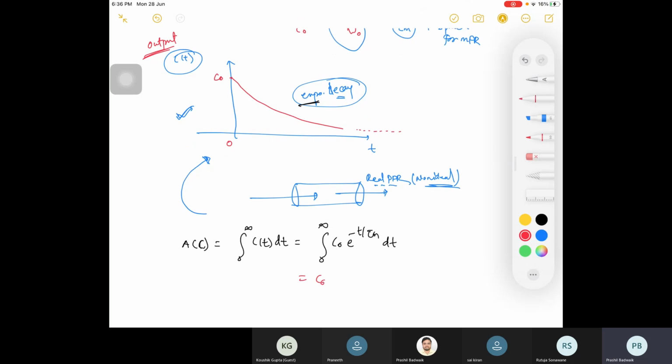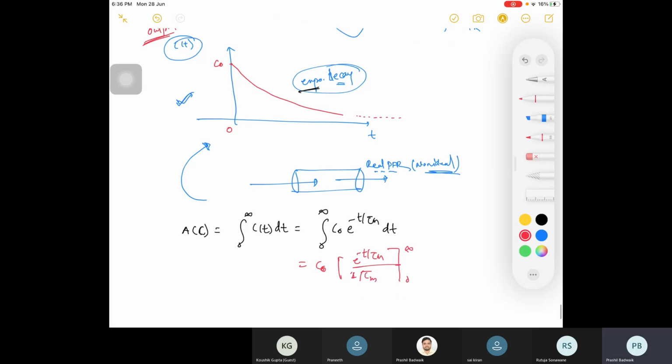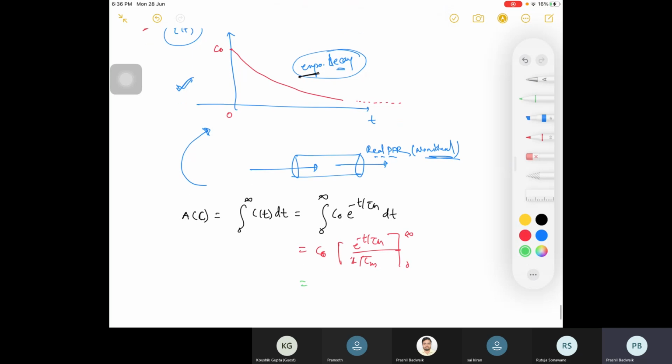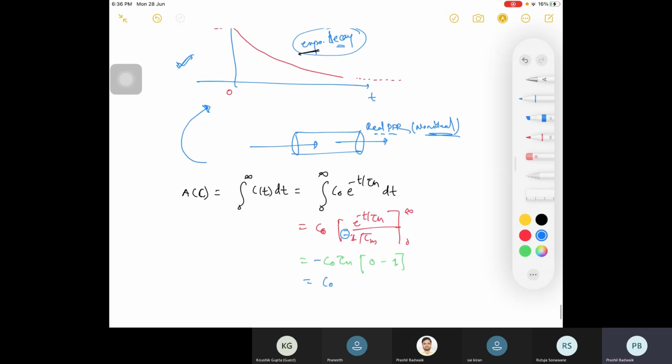So you will get C naught into e power x, which integrates to e power x divided by the coefficient of x, from 0 to infinity. So e power minus infinity is 0. So you have C naught tau m into 0 minus e power 0, which is 1, and this is with a minus sign. So you'll have C naught into tau m. That is the area under the C curve.